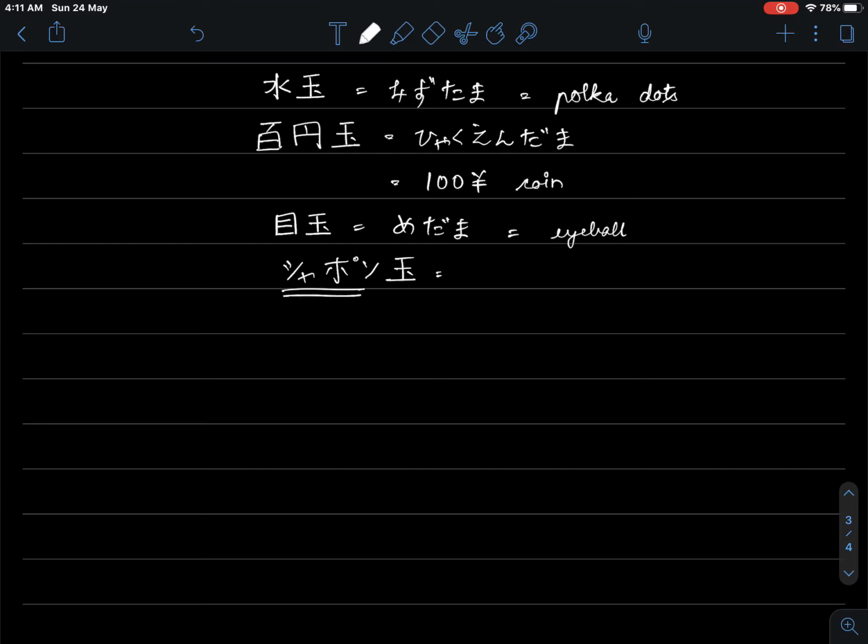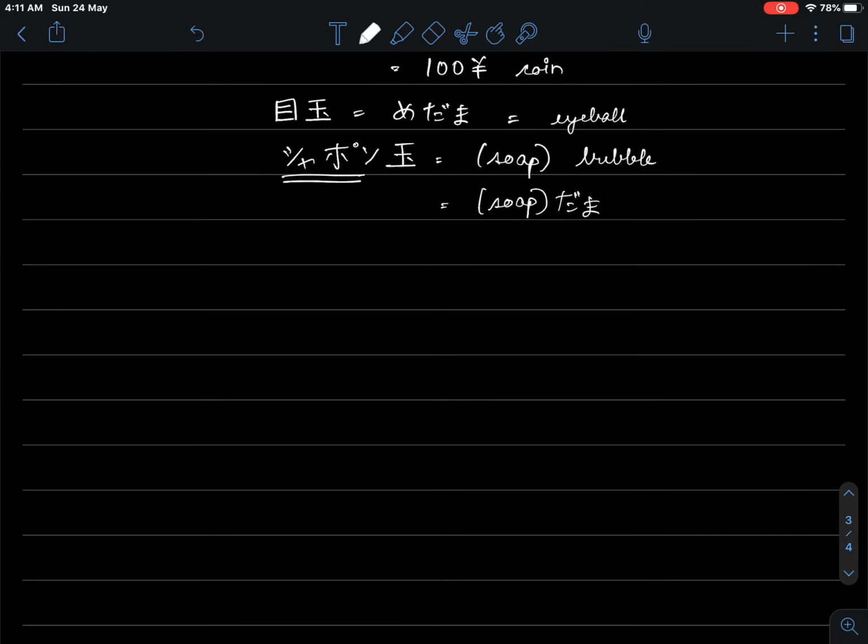Now this means soap, and it's read as shabon, and a round or spherical object that has to do with soap is obviously bubble. Okay, and again this thing is going to be read as shabon, so I'm not going to write that here, and dama. Okay, shabon dama. Let's have a look at one more.